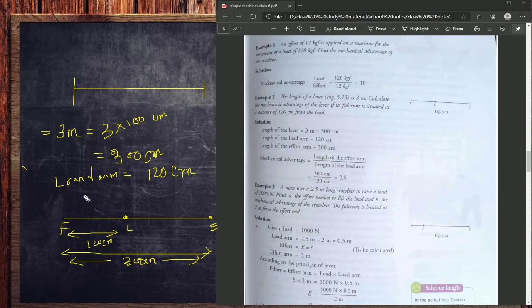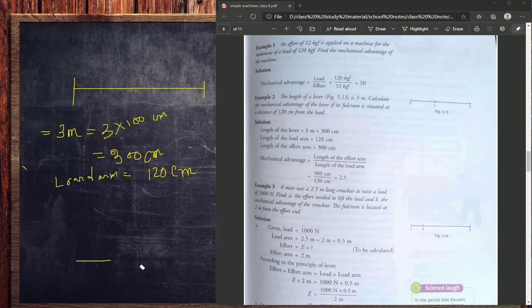So we know what the mechanical advantage is. That is the ratio of the effort arm to the load arm. So write down the formula first.